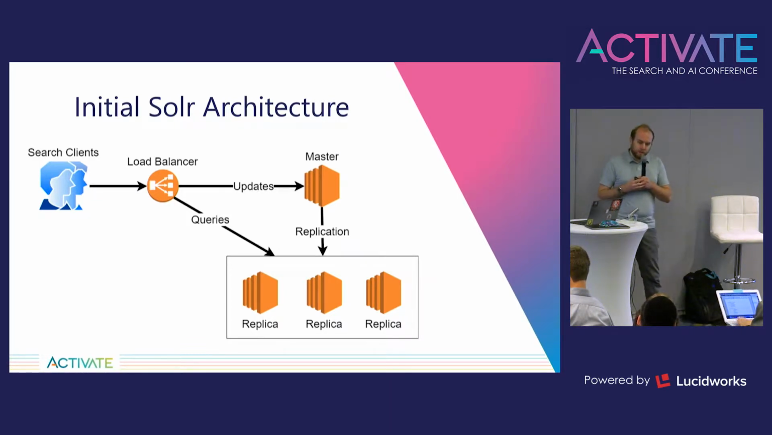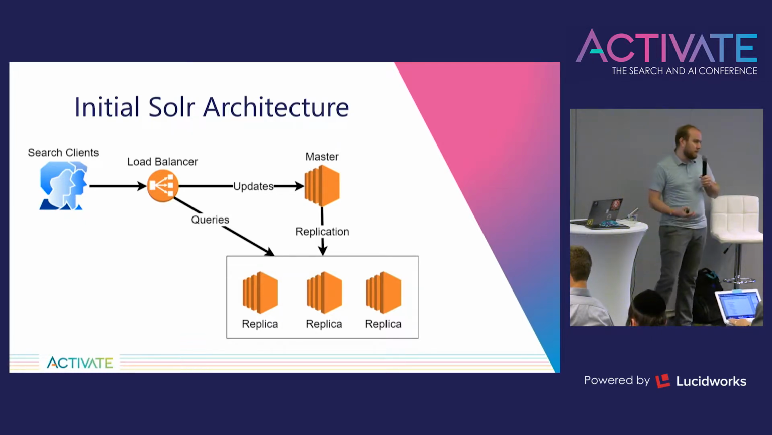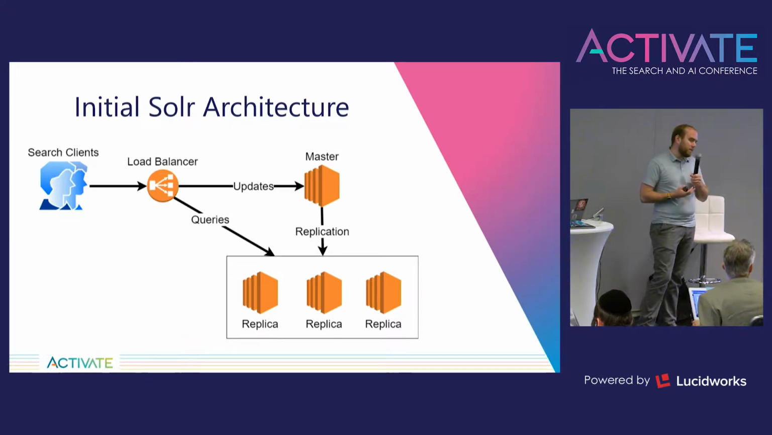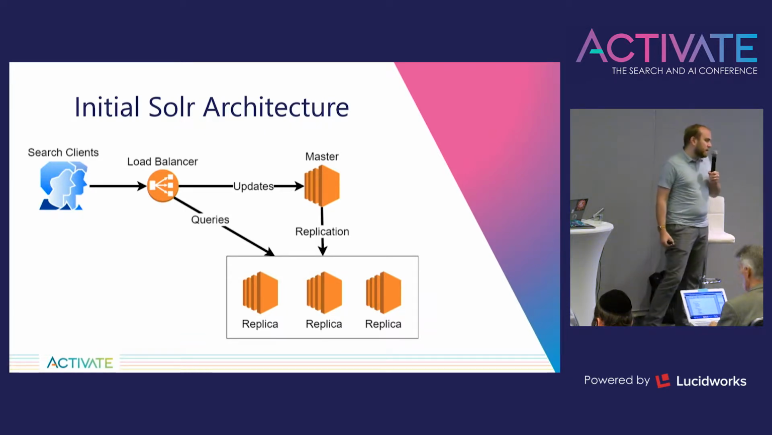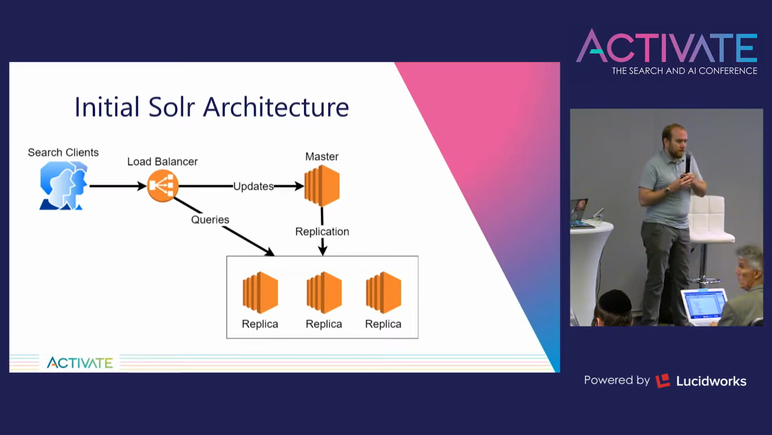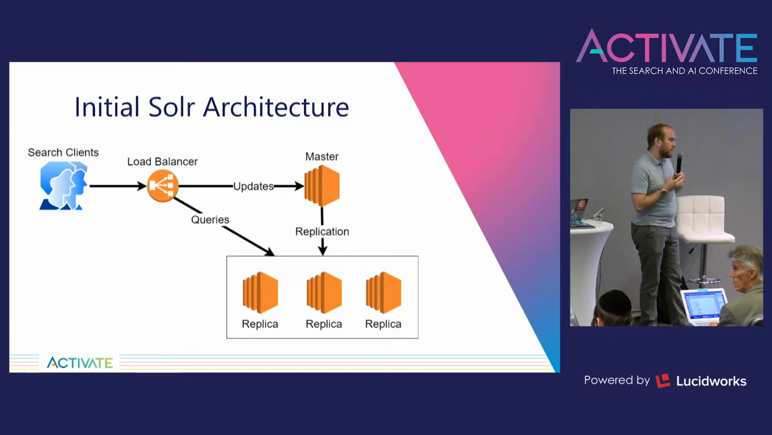Our original Solr cluster was not really a cluster at all and was really just a master-slave configuration, what's often referred to as the Solr legacy configuration, which is we have one master and multiple slaves, where the master takes all the updates, does all the indexing, and the replicas or the slaves handle all the queries. And there's a load balancer in the middle to determine, is this an update or is this a query, and then it routes it to the right node.